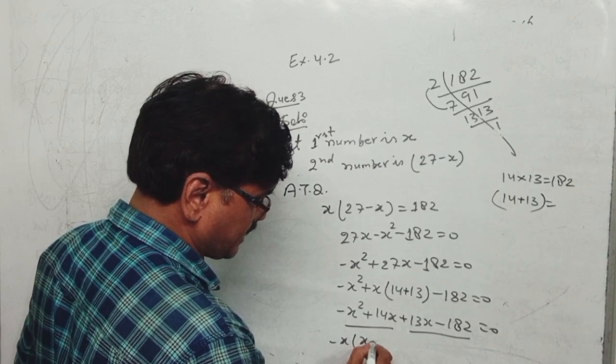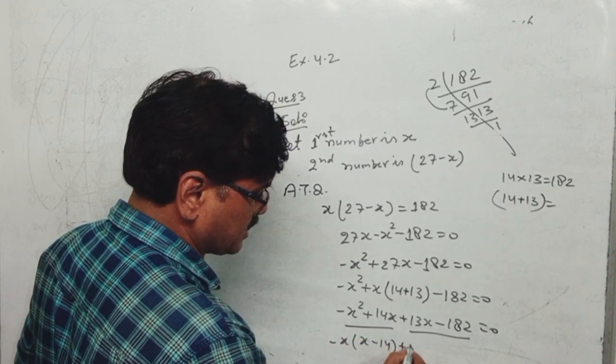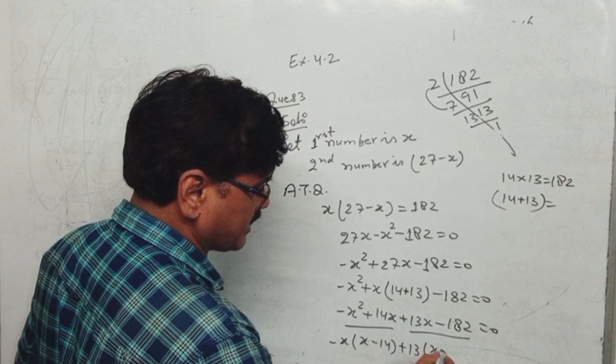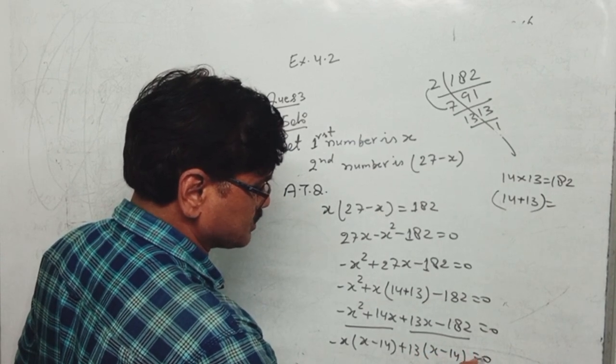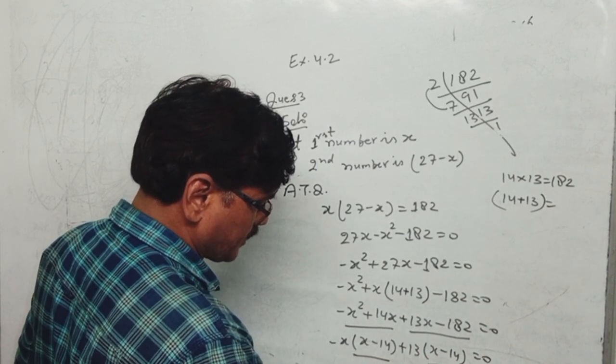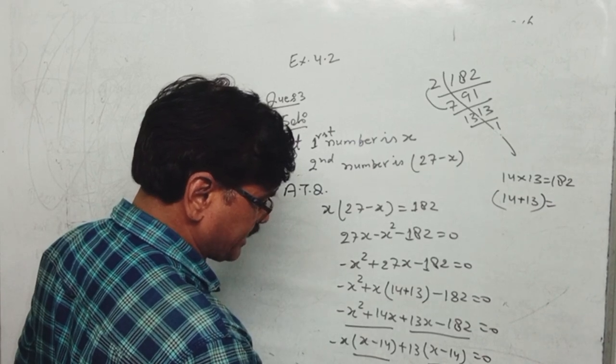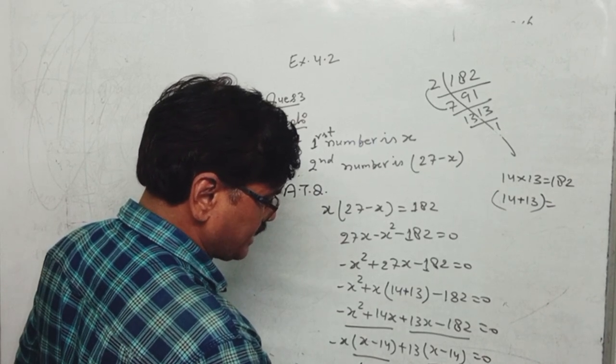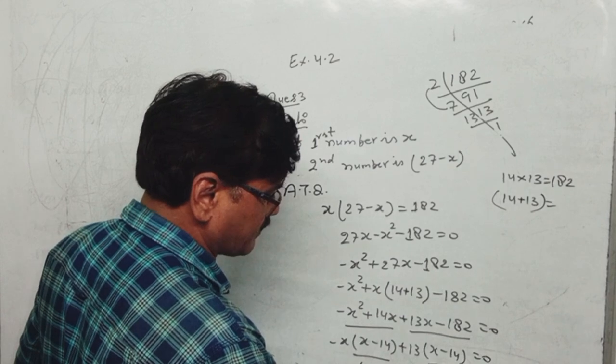What is remaining? x minus 14. Here is plus 13. Here will be also x minus 14. Now close, equals to 0. You will make the pair here: x minus 14 in one bracket and minus x plus 13 in another bracket.